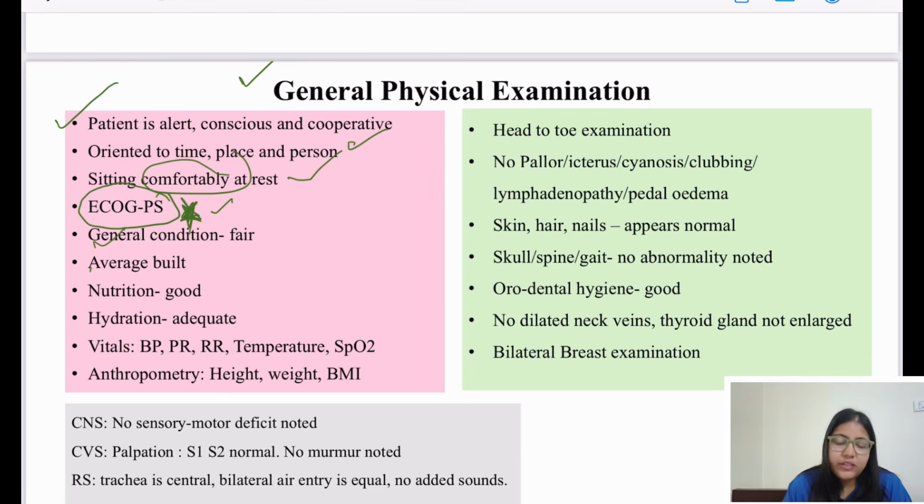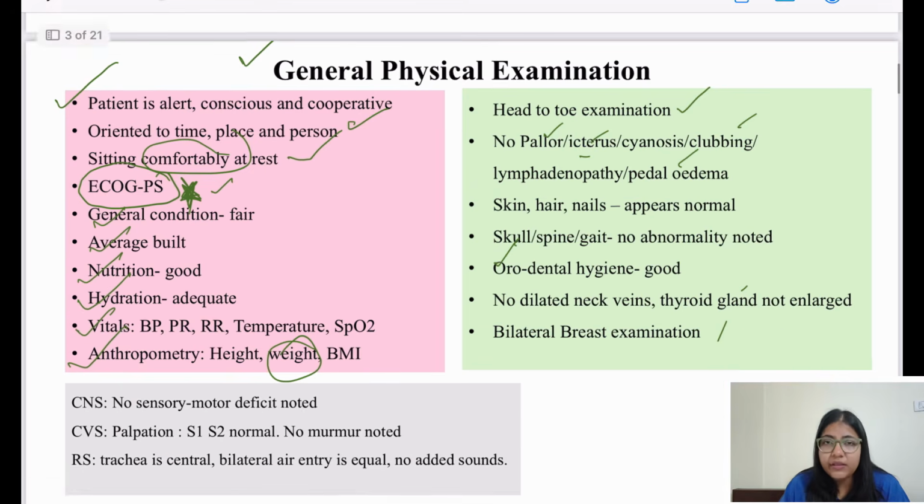Then you tell about the general condition of the patient, build, nutrition, hydration, vitals, anthropometry. Here the weight is the present weight. I think you must remember in Obs I told you that in Obs cases you will take the pre-pregnancy weight. Then you do head to toe examination. You check for pallor, icterus, cyanosis, clubbing, lymphadenopathy and pedal edema. Then you look at skin, hair, nails, skull, spine, gait, and you then see the orodental hygiene, neck veins, neck glands, and then bilateral wrist examination.